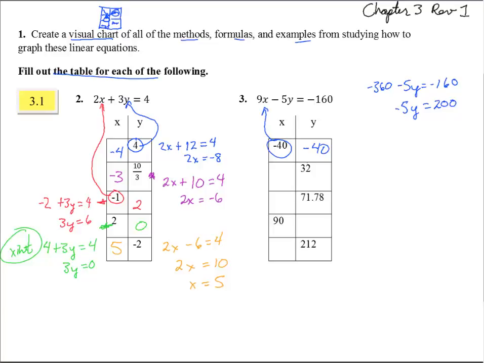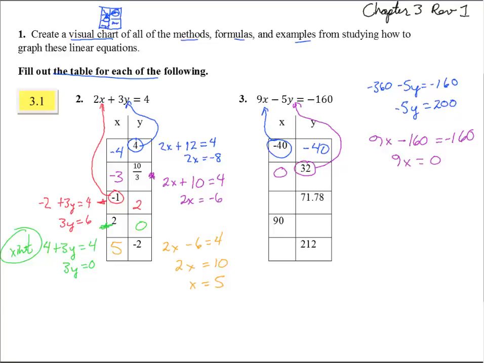Now we're going to do the next one. We're going to stick 32 in for y right there. So we get 9x minus 5 times 32. That's minus 160 equals negative 160. 9x equals, oh, that looks like 0. Adding 160 to both sides. So x equals 0. Look, we just found the y-intercept.